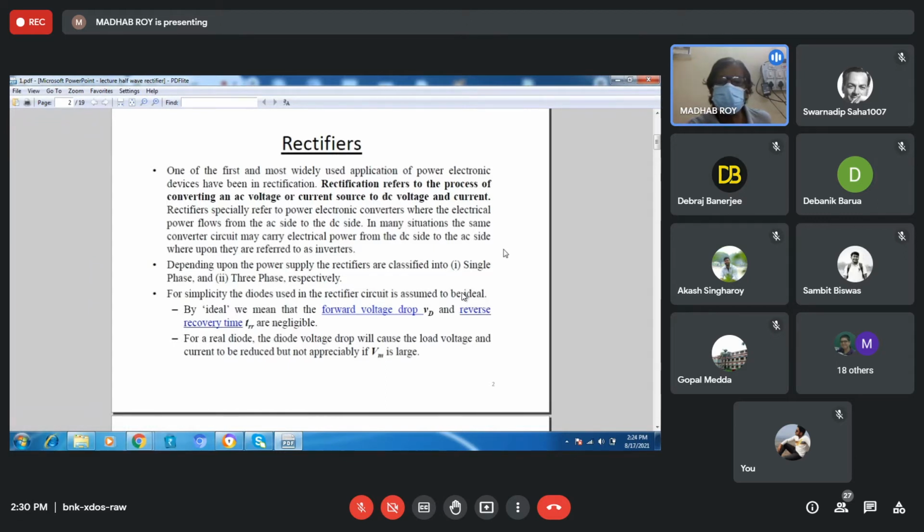Depending upon the power supply, rectifiers are classified into single phase and three phase. You know that the voltage sources are different. Normally we use a single phase voltage supply for domestic power supply, but for industrial power supply we use three phase, because that gives more power output for a particular system. For simplicity, the diode used in the rectifier circuit is assumed to be ideal.